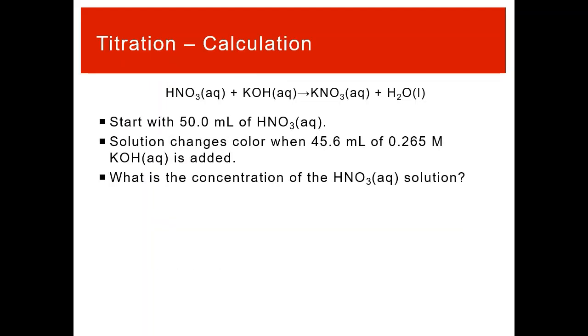So let's look at an example of analyzing the results of a titration calculation. You started with 50 milliliters of HNO3. The solution changes color when 45.6 milliliters of 0.265 molar KOH is added. What is the concentration of the HNO3 solution? These are the results you would get from a titration experiment, and the type of analysis you would want to do is to determine that concentration.